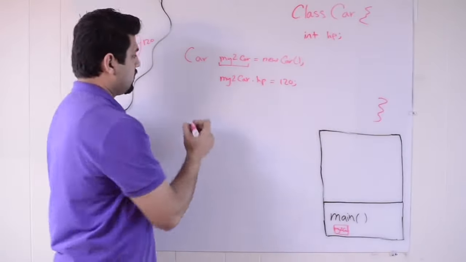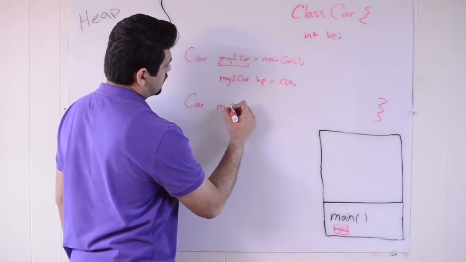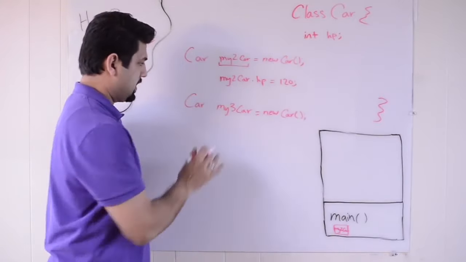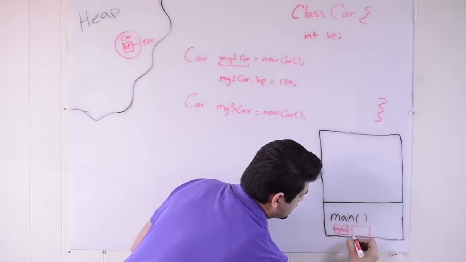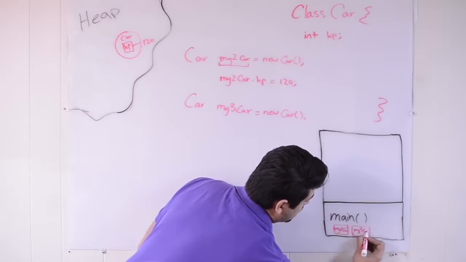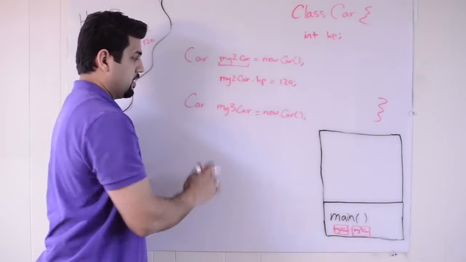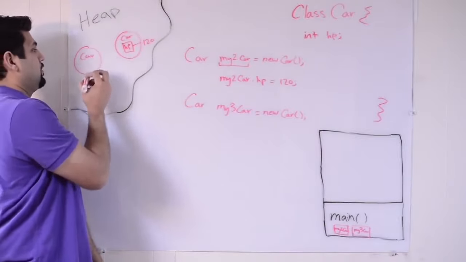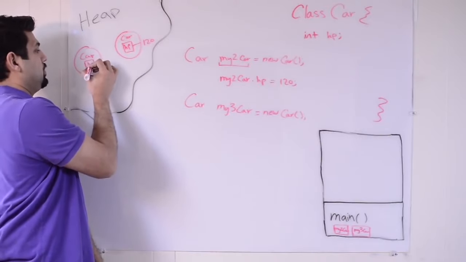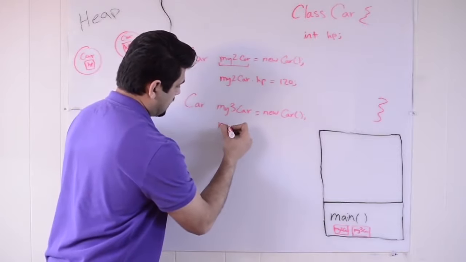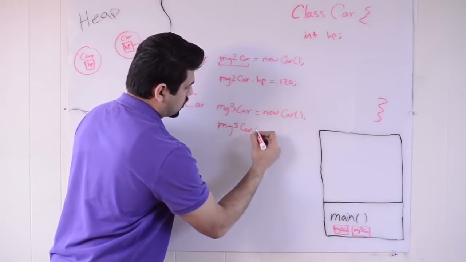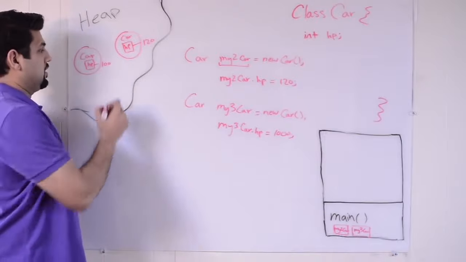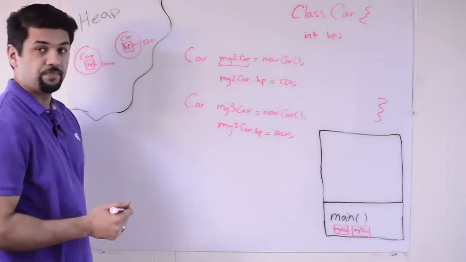All right. Now let's create another instance. We could do car my3car is equal to new car. Okay. At this point, a variable is created here in the stack frame, my3car. And this variable is going to contain the address, of course, of where this object is created in the heap, right? And that object is right here, car, and it of course has to maintain a slot for HP, right? And let's give my3car its horsepower, let's make it super fast, 1,000. So this value here is going to contain 1,000 as the integer, okay?